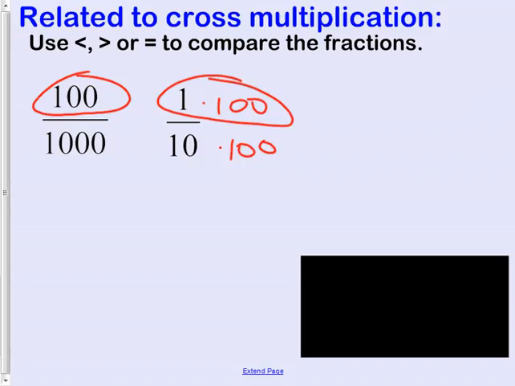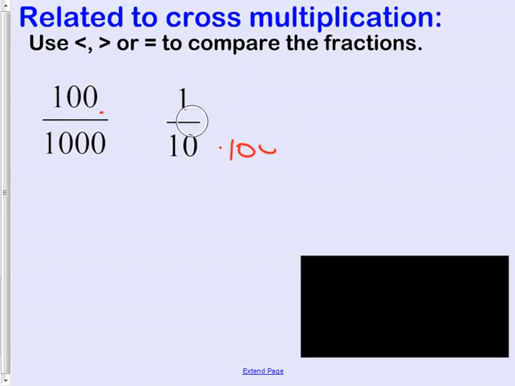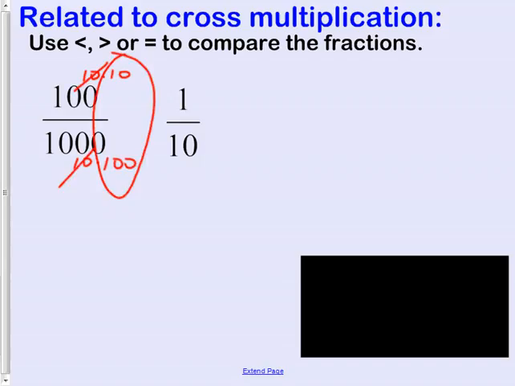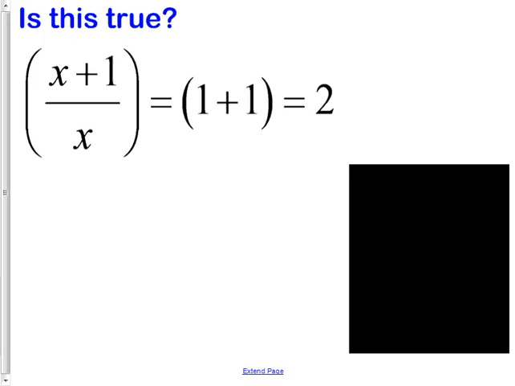Oh, you remember the "if you can factor it, you should" thing? Yeah, this one would factor. This would factor to 10 times 10. This would factor to 10 times 100. And then the 10s cancel, so it's 10 over 100, which is 1 over 10. Or, I'd have been even smarter if I'd done this: 10 times 10 times 10. Then I could cancel two 10s, and then it would be 1 out of 10. Okay. Is this true?